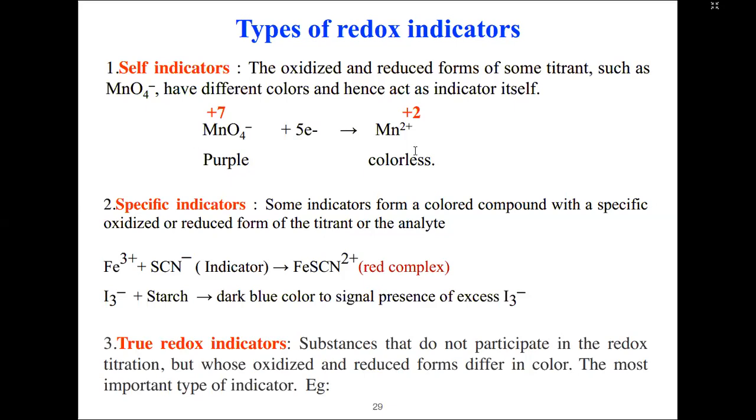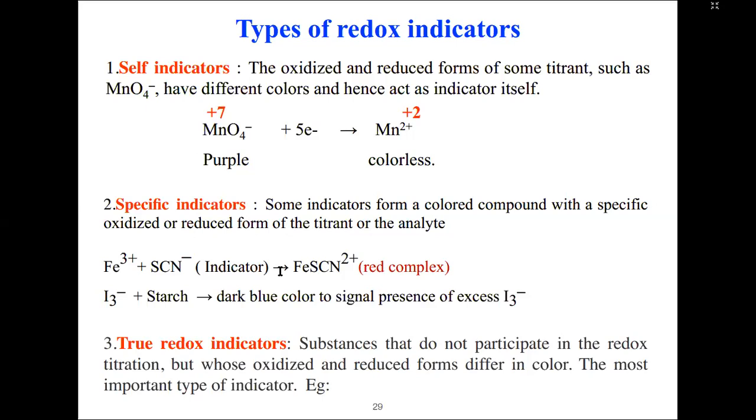The reagent could be the unknown, or it could be the standard. Either case, it changes the color itself. That is a self-indicator, and we have less interest in that. Now, the other one is a specific indicator.